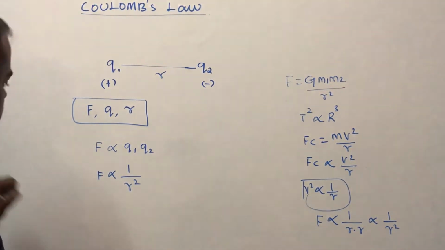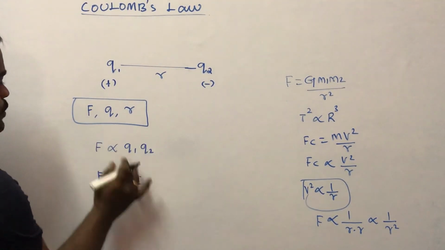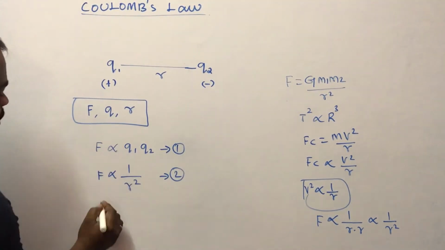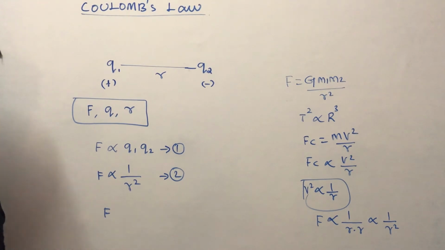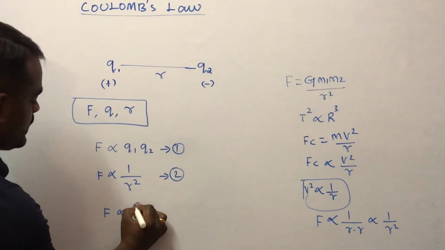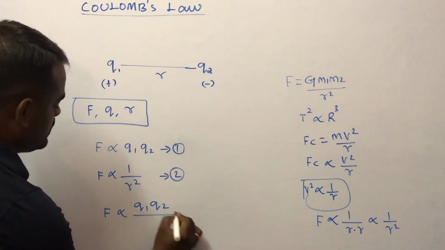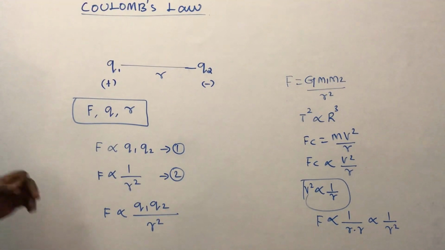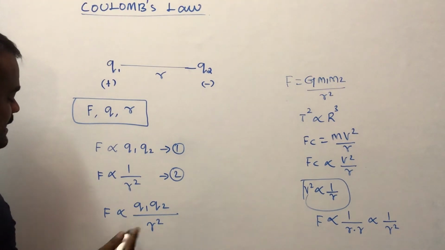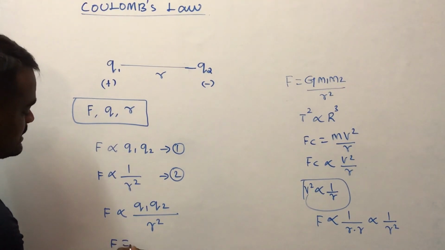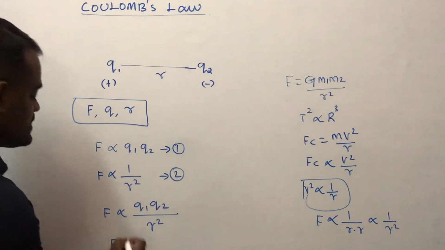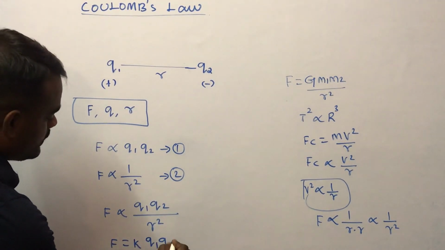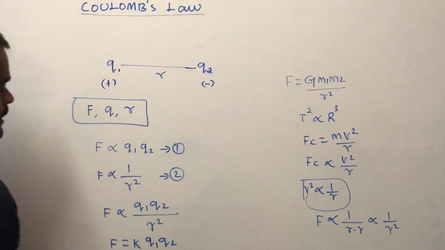Now we are going to equate these two equations. This is number 1 and this is number 2. On the left-hand side we have force. On the right-hand side we have the numerator Q1 and Q2, and the denominator, the square of the distance. Now to equate from directly proportional, we multiply by one proportionality constant, here K. So F equals K Q1 Q2 by r squared.